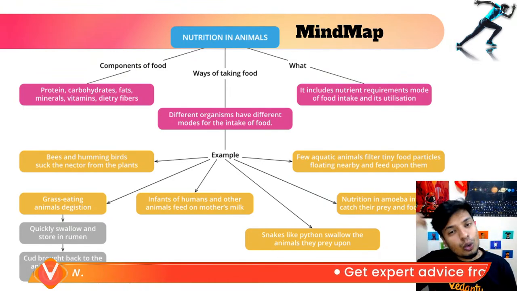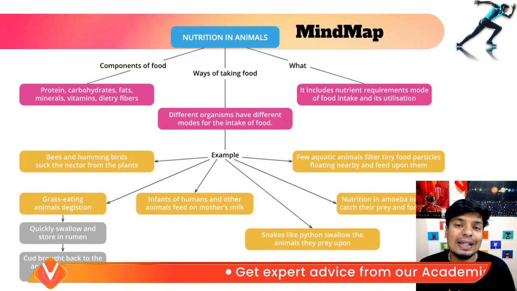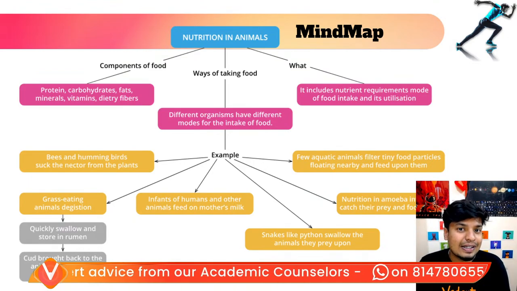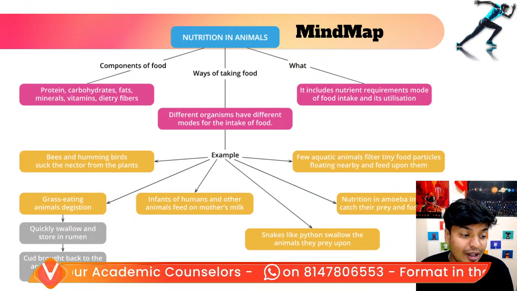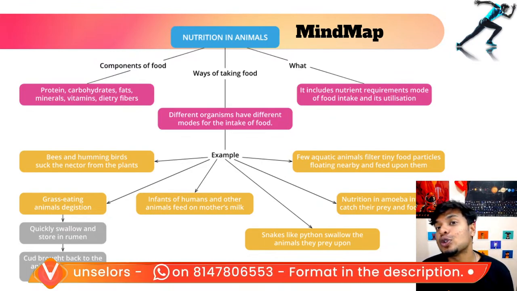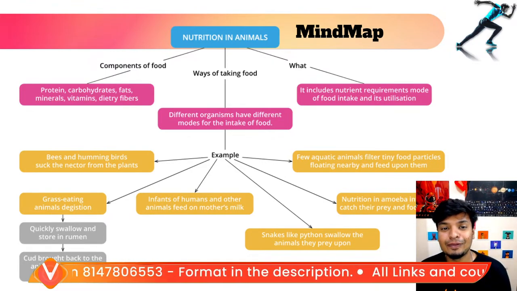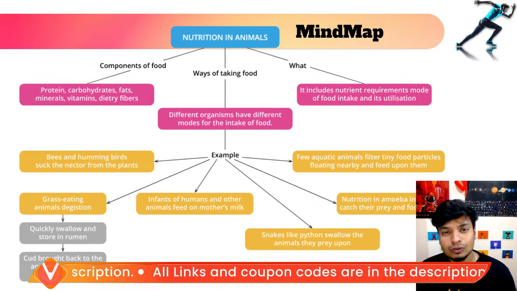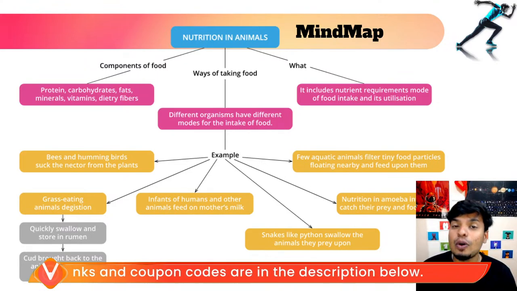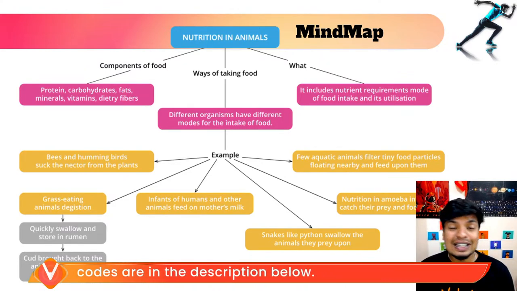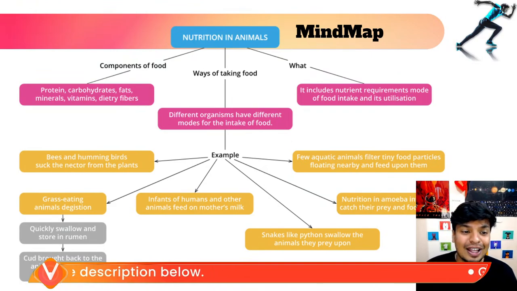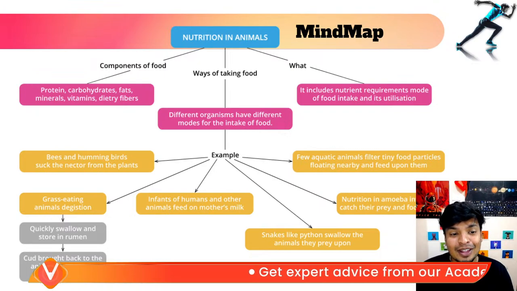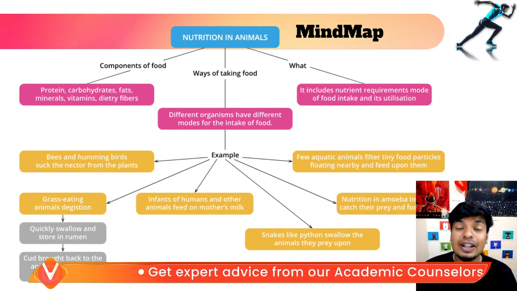Now, let's come to how animals take the food inside their body. Let's come to ingestion of food. How do we ingest it? In the animal kingdom, there are so many animals. There is the cow, which chews the food. Fish swallows the food. Snake swallows the food. Snail scrapes the food. Bees and hummingbirds suck the nectar from the plants. We have grass-eating animals.